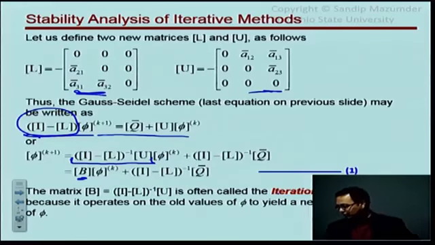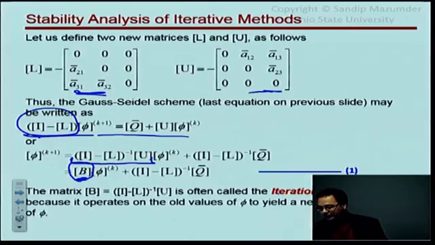So this is called the iteration matrix. Why? Because think of this as a matrix operation. We are operating this matrix on the phi vector of the previous iteration to get the phi vector of the new iteration.